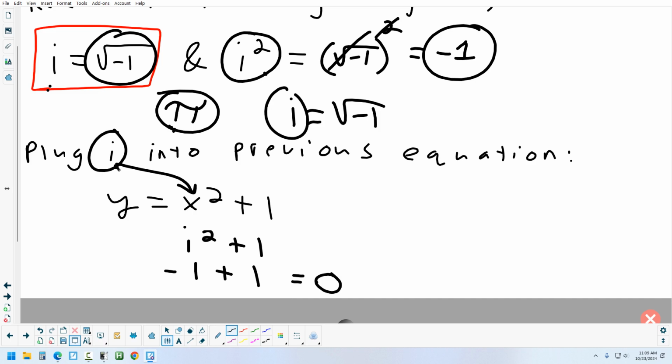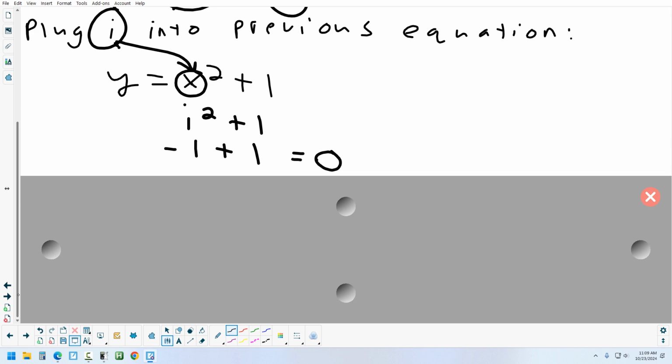Anything that you plug into an equation and it gives you 0 is a root. Just this is an imaginary one. There is no real number you could ever plug in here. And we proved that. We looked at the graph and we saw that it never crossed the x-axis.